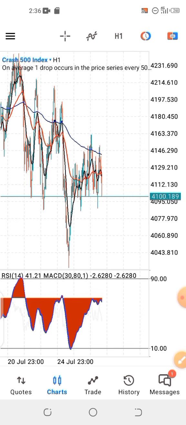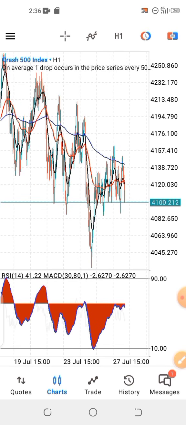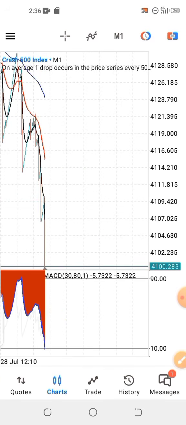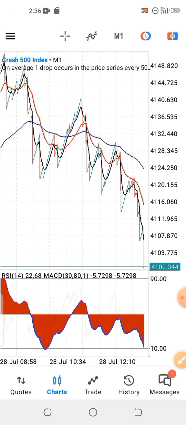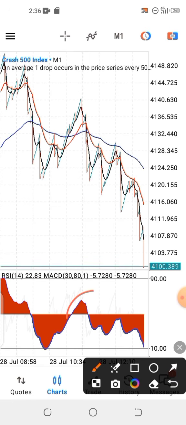Okay, guys, Crash 500 is selling, but the selling is not clear. The selling is not clear, but it's selling. So you have to go to your 1 hour time frame to make sure that it's doing the same thing. Okay, so guys, as you can see, when it crossed this here, when it is above here, are you seeing it? It crossed down. Do you see it? It crossed down here. It also crossed down. So it indicates sell. It indicates sell, but you have to wait.